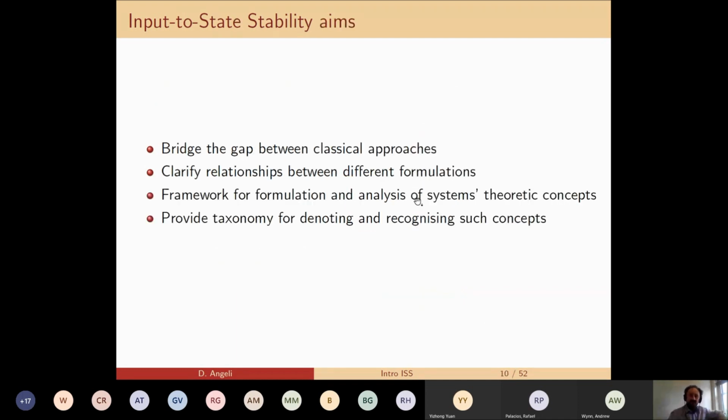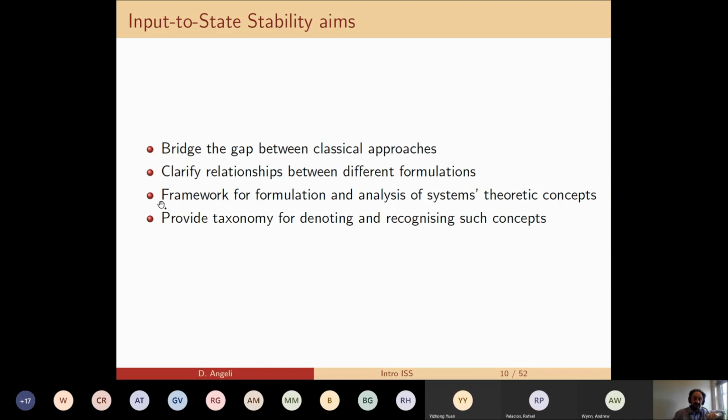Okay. So one of the aims of input-to-state stability is in fact to bridge the gap between these two classical approaches. This allows, in fact, to clarify relationships between many different types of formulations. So the two worlds were kind of not talking to each other in a certain sense. We have internal stability and we have operator theory. So the setups are different to start with. So it would be nice to instead start with something that allows to deal both with inputs but also with perturbation in initial states, and see then what are the relationships between these different formulations.